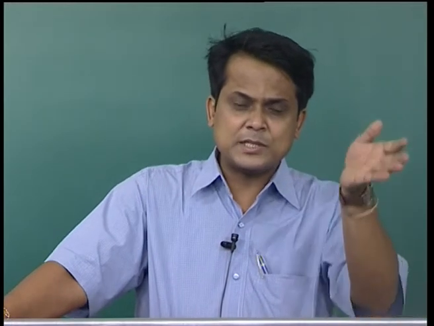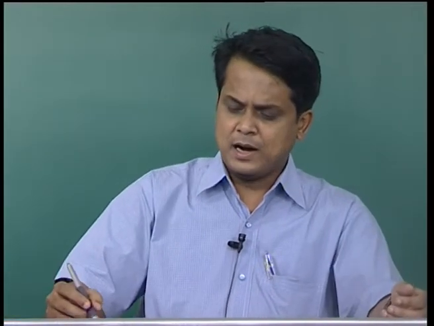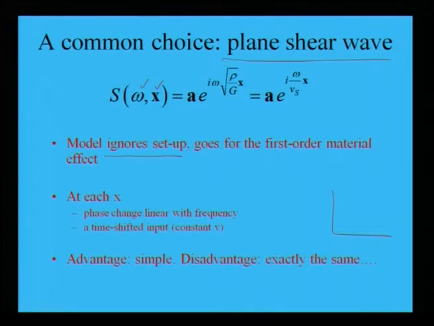At each x, what is your x? X is nothing but your geometry. At each x means at each length. If I start with this, it is my x or y or maybe z, at each geometry of the x, the phase changes linearly with frequency, then a time shifted input, that means constant v.